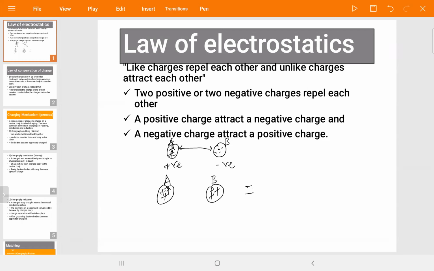Or it's possible that the two bodies may have a negative charge. The other possibility is that body B and body A may have the same charge. When we say the same charge, it can be both positive or both negative. Then what kind of interaction will take place in the first case? For example, let's say this is case A and case B. The two bodies carry the same charge. So what will be the interaction between these two bodies?